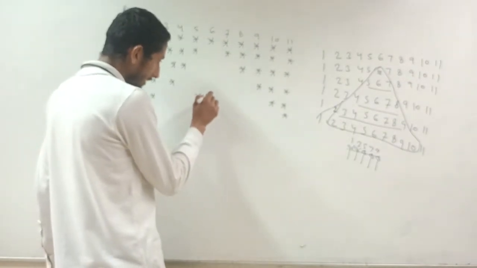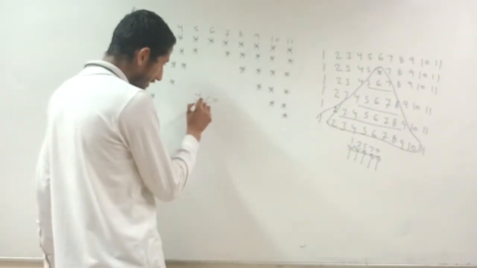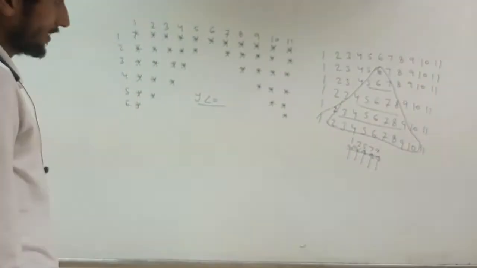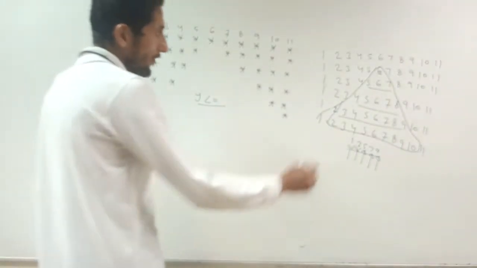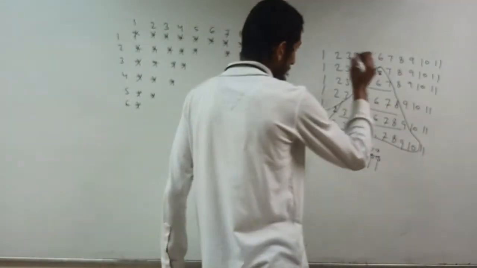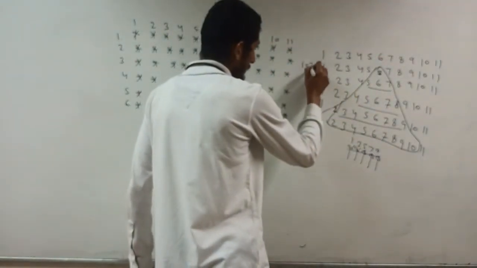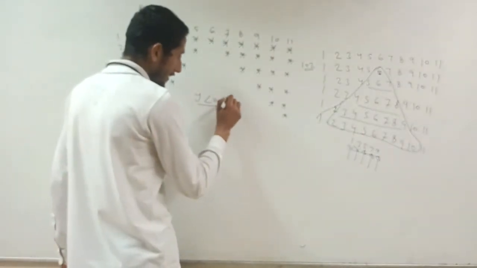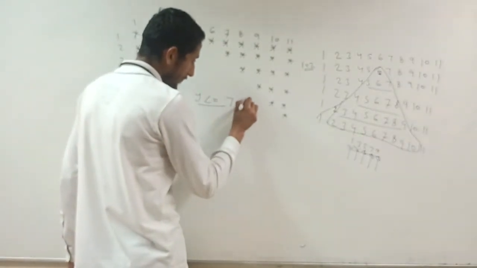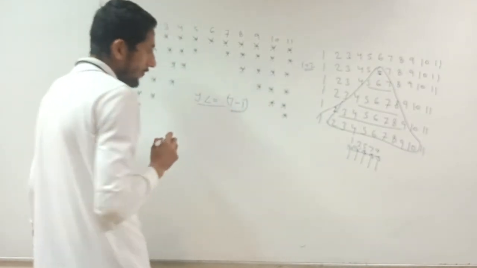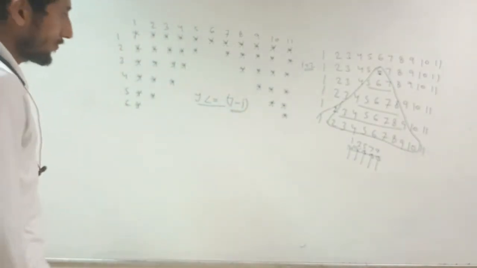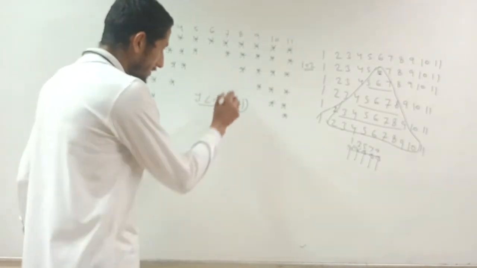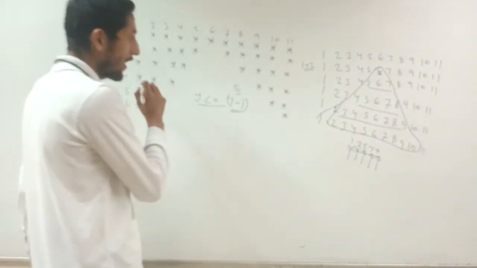If the value of j is less than or equal to, what is the value of this one? That is 6. And what is the value of i? Equal to 2. It means if I write 7 minus i, please check the value. What is 7 minus i? The value of i is 2, so it becomes 7 minus 2. It means 5. Are you following this one?